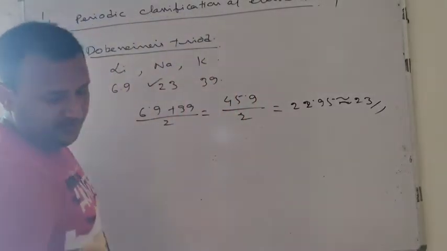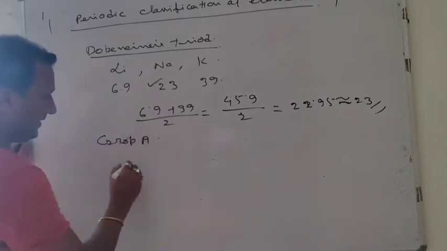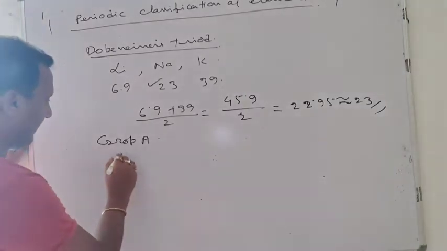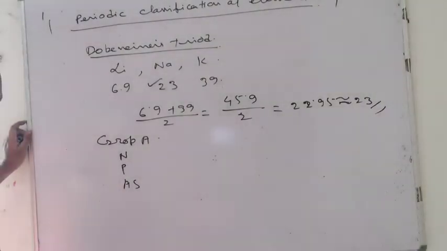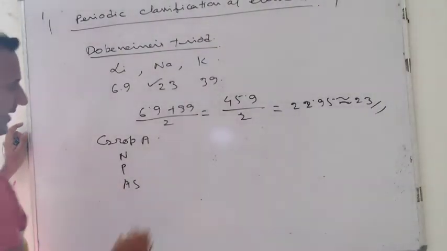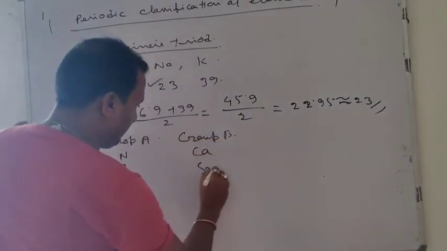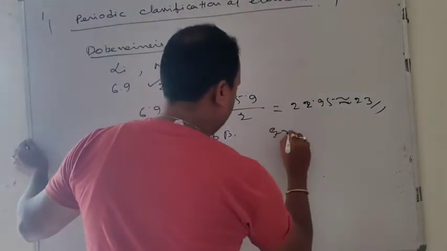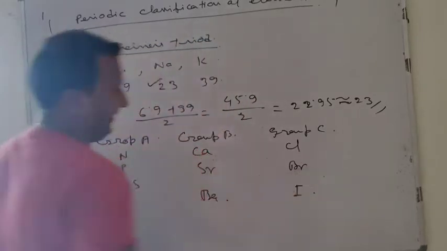Group A elements, that is nitrogen, phosphorus, arsenic. And group B elements, calcium, strontium, barium. And in group C, chlorine, bromine, iodine.